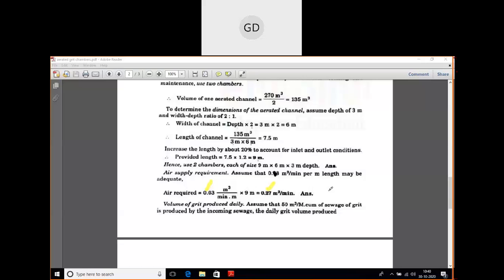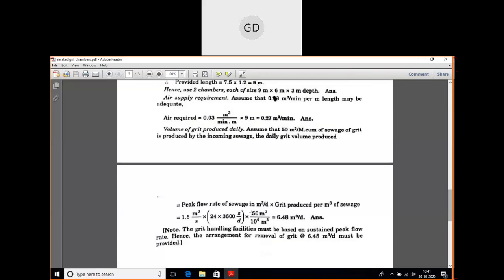Okay, and now you also have to find out the volume, how much grit is produced daily in the chamber. So for that you have to assume that 50 meter cube per million meter cube of sewage of grit is produced by the incoming sewage. Okay, so there is one formula. You see this formula. This is the formula for how much volume of grit is produced daily.